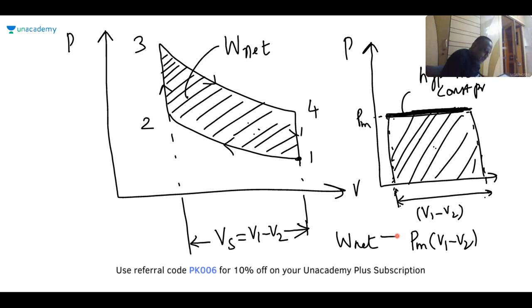And when these two works are same, this we call mean effective pressure, which is net work by V1 minus V2. But what is V1 minus V2? Swept volume. Phir se bata raha hoon, suno.